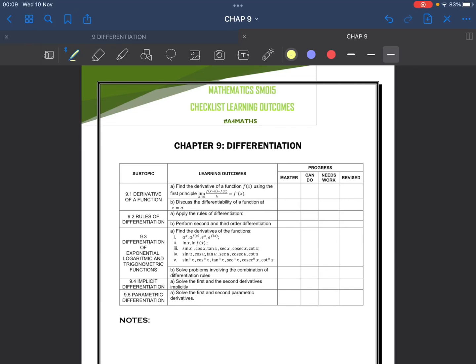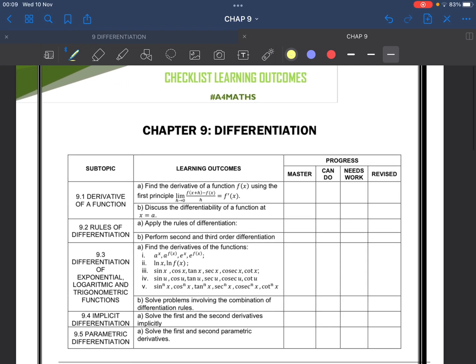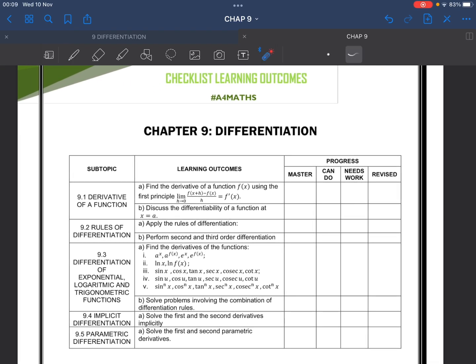So today we are going to enter a new chapter, chapter 9, differentiation, the second last topic for this semester. For chapter 9 we have 5 main subtopics, starting with the derivative of a function. Basically we are going to learn about first principle and then rules of differentiation. Basic differentiation, what you have learned in high school, basically the same thing applies here.